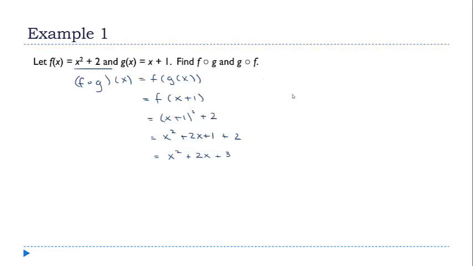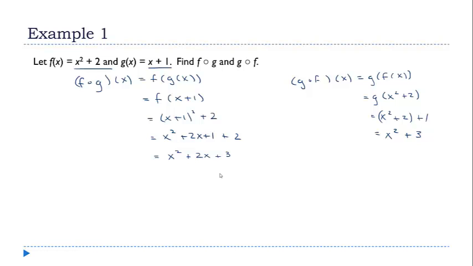All right, so now let's try doing it the other way, right? Let's look at g of f of x, and we're going to think of this the same way. This is g of f of x. f is x squared plus 2. And I'm going to take this x squared plus 2 and substitute it into the g formula. So this is x squared plus 2 plus 1, which is x squared plus 3.